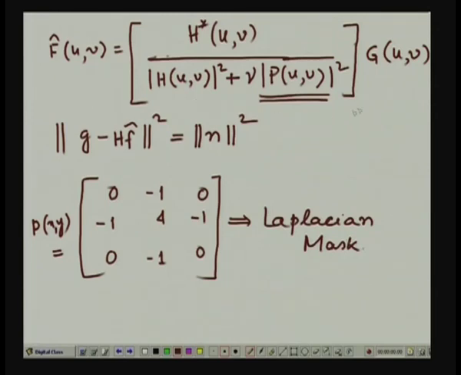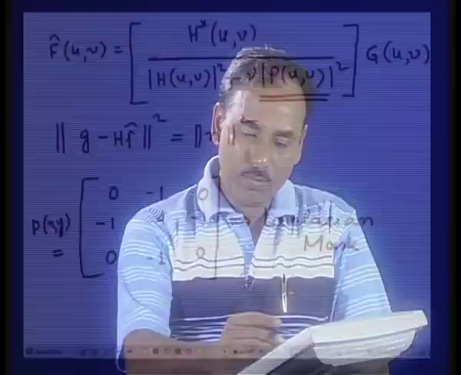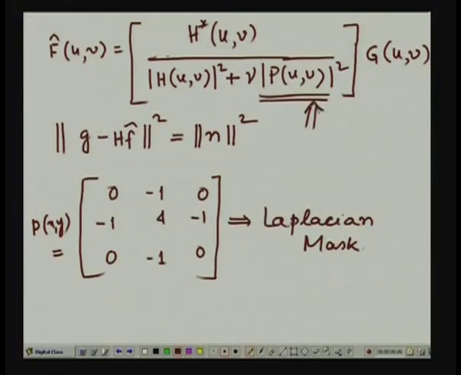Now, for implementation of this, for computation of this, you have to keep in mind that our image is of size capital M by capital N. So, before we compute the Fourier transformation of p x y, which is given in the form of a 3 by 3 mask, we have to pad an appropriate number of zeros, so that this p x y also becomes an array of dimension capital M by capital N, and only after converting this to an array of dimension capital M by capital N, we can compute p u v, and that p u v has to be used in this particular expression.